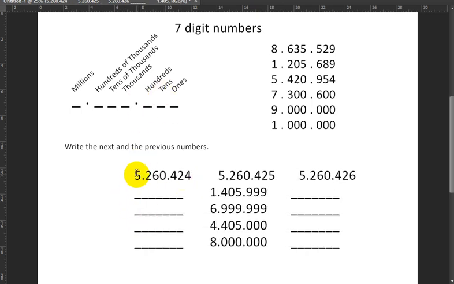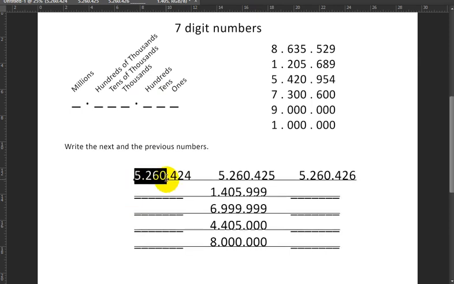So if I was counting and I was all the way 1, 2, 3, 4, 5, and at some point I reached 5,260,424, I would say 5,260,424, 5,260,425, 5,260,426, right?